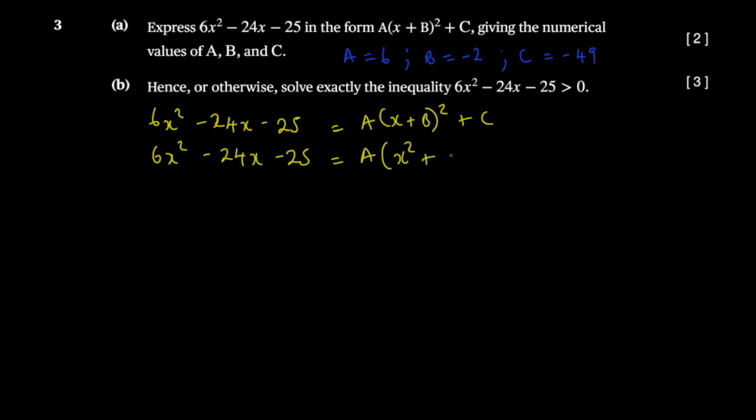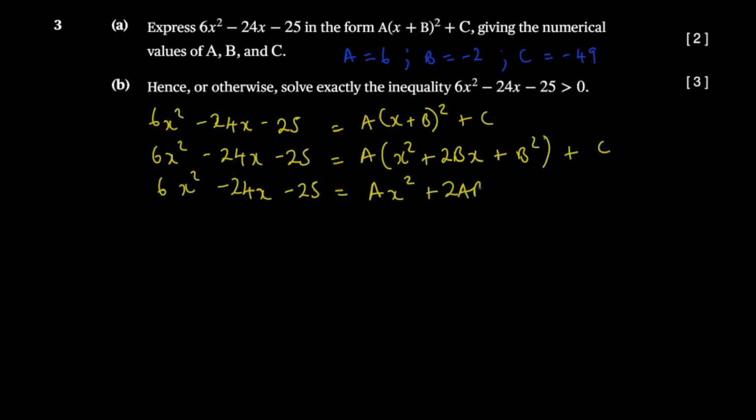Then you're supposed to add b and b, so you get 2b x here, then you're supposed to take the square, so it'd be plus b squared, like this. So this would be your expanded form, and then you'd add c. So again, you'd say 6x squared minus 24x minus 25 equals, then you can expand, so it'd be ax squared plus 2abx plus ab squared plus c, like this.